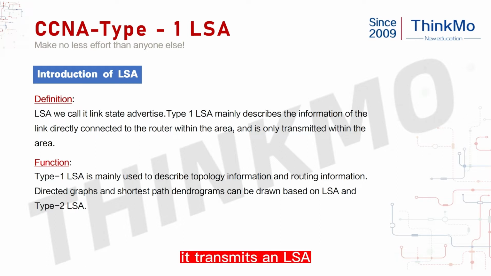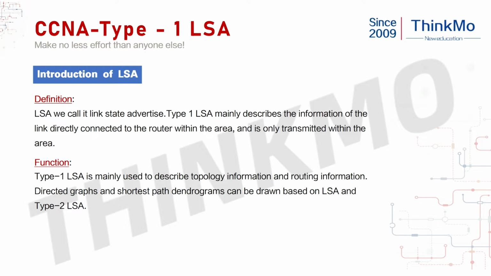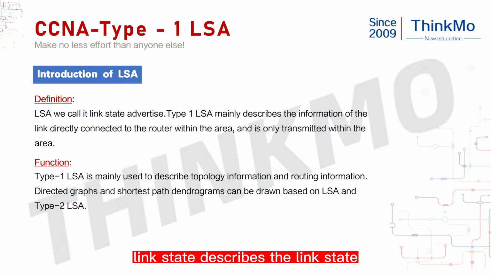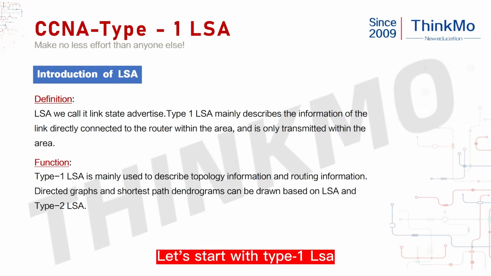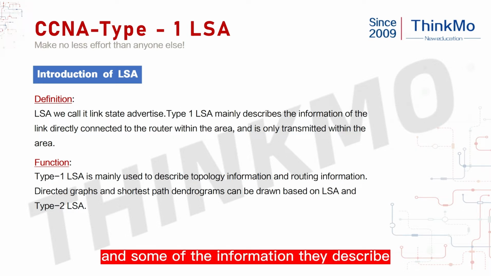OSPF transmits LSAs, while a Distance Vector Routing Protocol passes routing information. Link state describes the link state. Different LSAs describe different link states. Let's start with type-1 LSAs. I will show you later more types of LSAs and some of the information they describe. So today our main objective is type-1 LSAs.